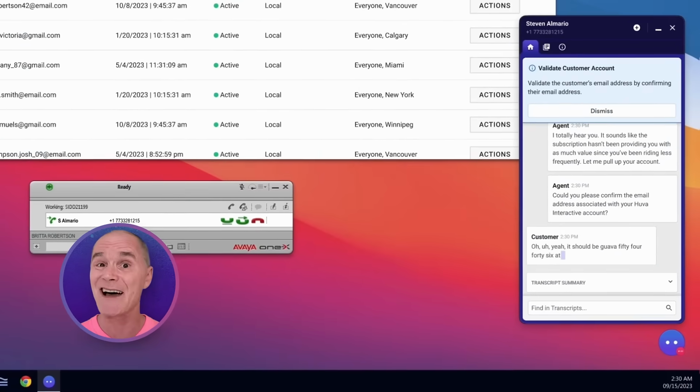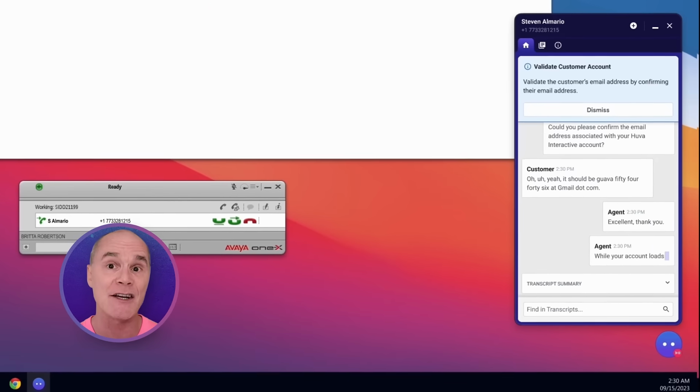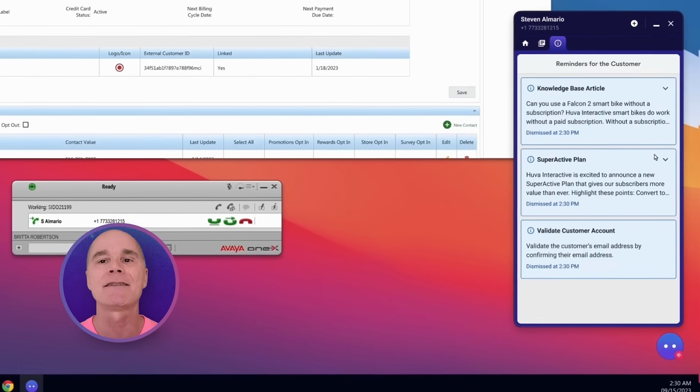This means the agent doesn't have to have awkward pauses or even put the customer on hold while they search for this information, or worse, forget to mention it at all, losing the chance to save a sale.